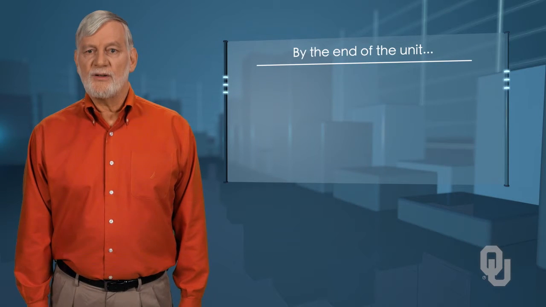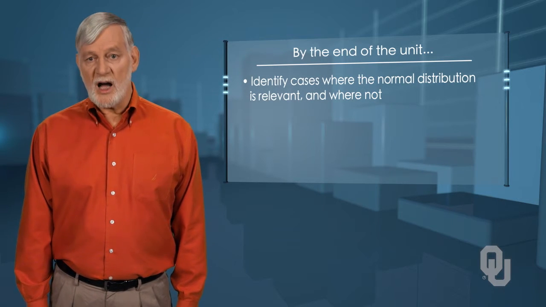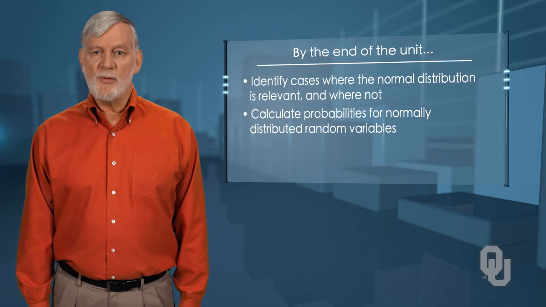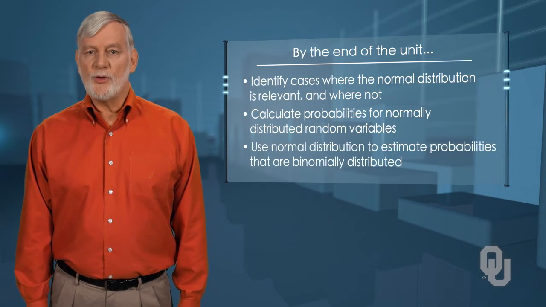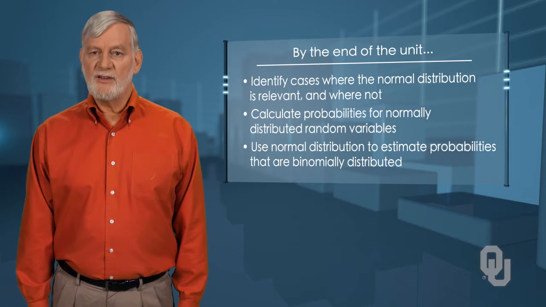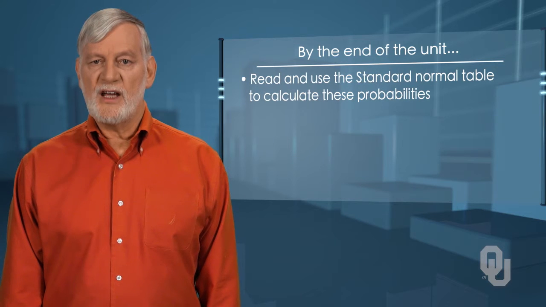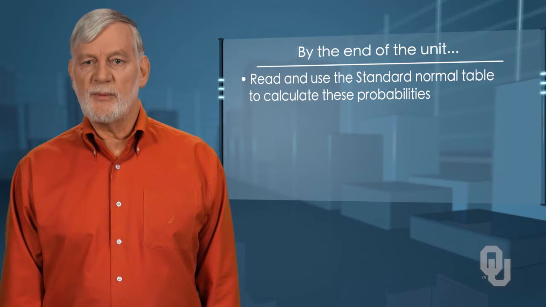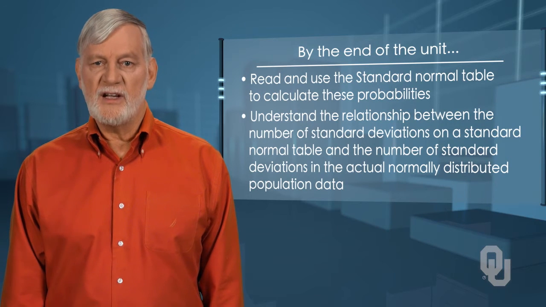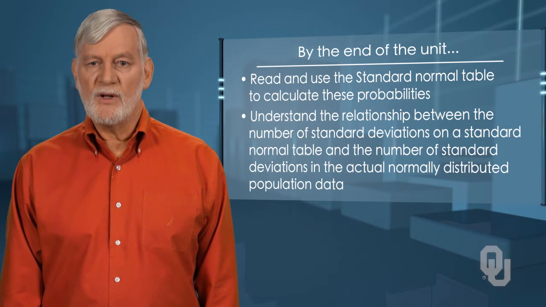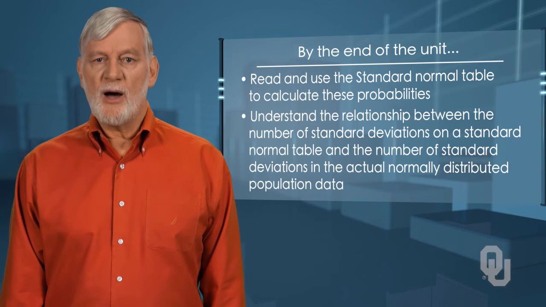By the end of this unit, you will be able to identify cases where the normal distribution is relevant and where not. You will be able to calculate probabilities for normally distributed random variables, and you will be able to use the normal distribution to estimate probabilities that are binomially distributed. You will be able to read and use the standard normal table to calculate these probabilities, and understand the relationship between the number of standard deviations on a standard normal table and the number of standard deviations in an actual normally distributed population data.